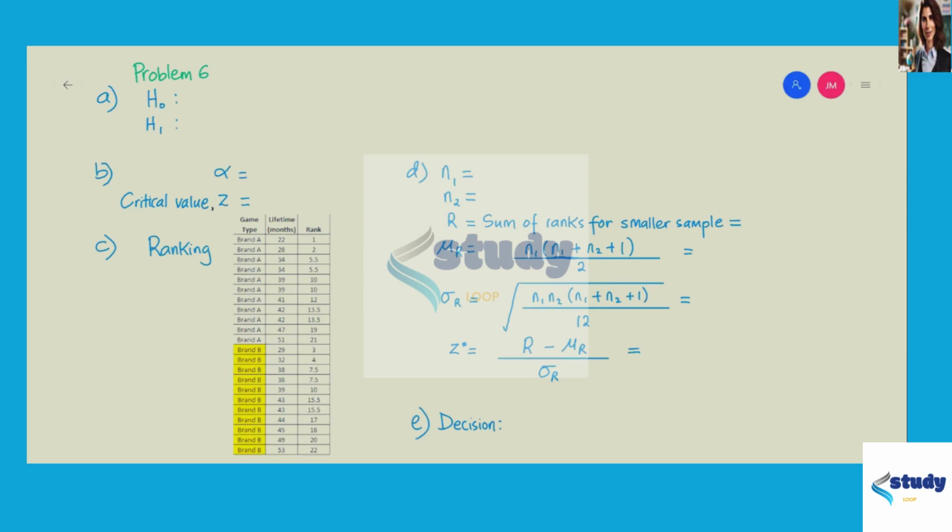So we have to follow 5 steps. The first step is to state the hypothesis, then we give the critical value, we rank the data, work out the value of z, and then compare the critical value of z and the calculated value of z so that we can make the decision to fail to reject or to reject the null hypothesis. So let's do the first thing, which is to state the hypothesis, the null hypothesis and the alternative hypothesis.